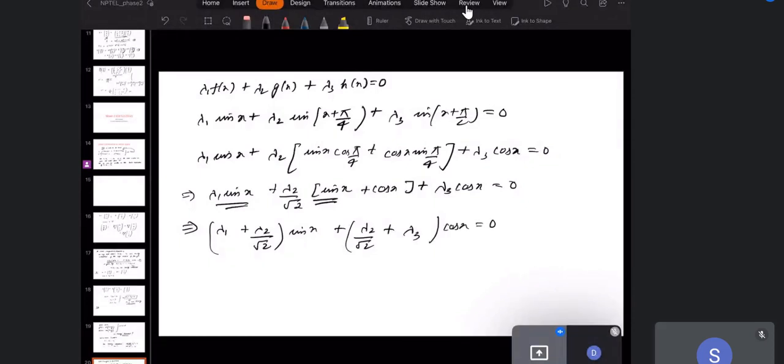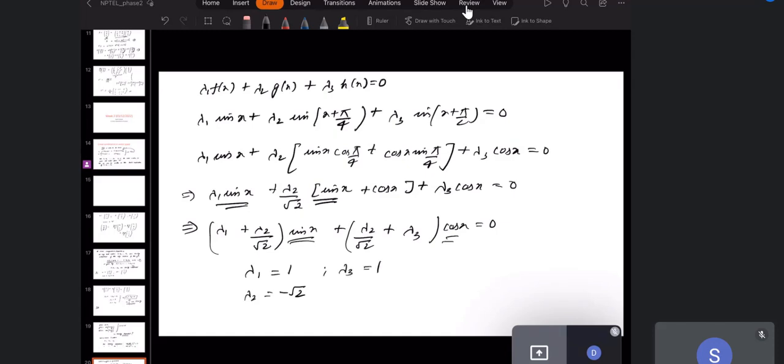Now in order to satisfy this equation, there is one way through which you can do. If the coefficients of the sin x and cos x both are 0, then we'll automatically have this LHS equal to 0. So one of the solutions is that if we take lambda 1 equal to 1, lambda 2 equal to minus root 2, and lambda 3 equal to 1.